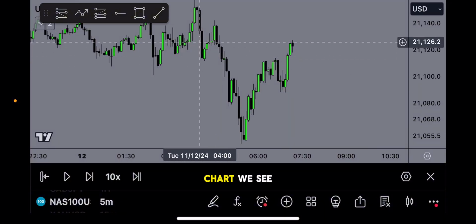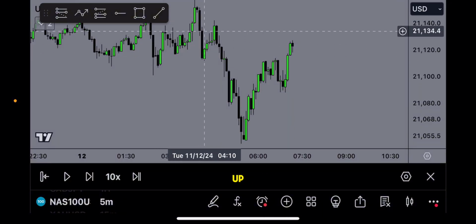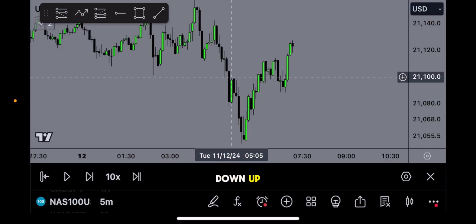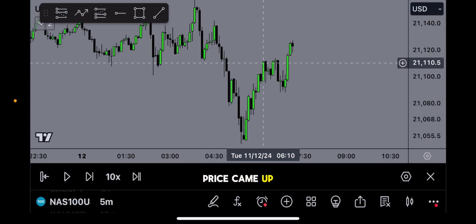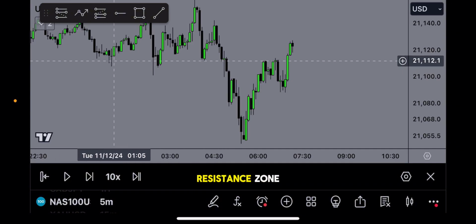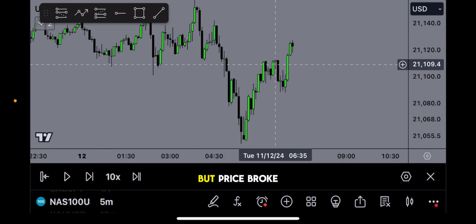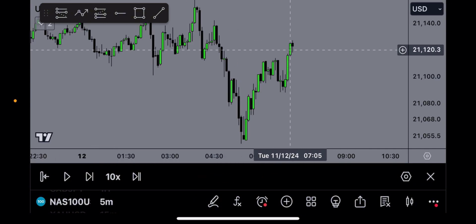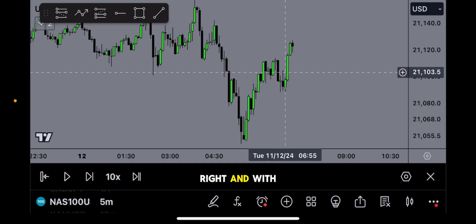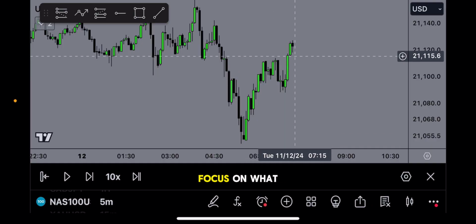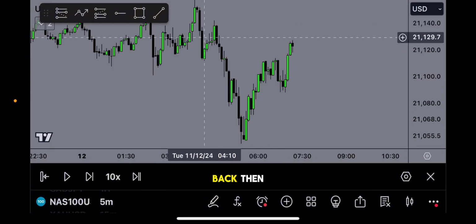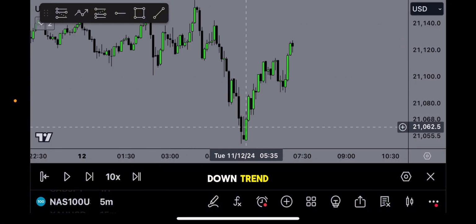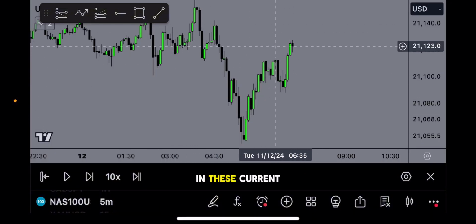So in this chart, we see price going down, up, down, up. It's on a downtrend, down, up. Price came up back to this resistance zone, but price broke through, right? And with this strategy, you mainly want to focus on what price is doing now. You don't want to focus on what price was doing back then, right? On this downtrend, you want to focus on what price is doing in these current candles.